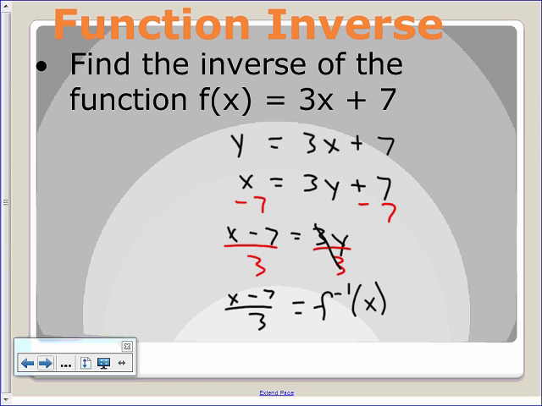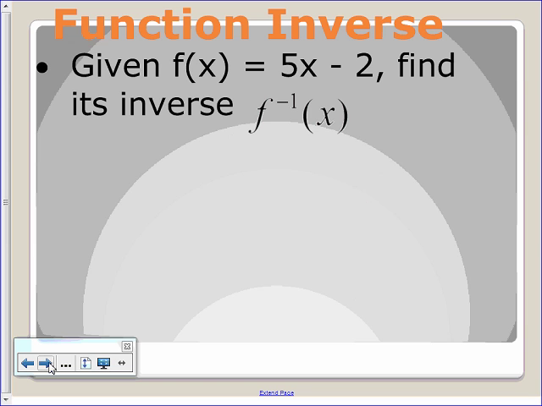Make sure that you check. We check by taking our problem, 3x plus 7, and putting it in y2, and our answer, x minus 7 divided by 3, putting those in y1 and y2. Finding an ordered pair, switching the x and the y, and then finding that switched ordered pair in y2. Okay. Let's do another one.